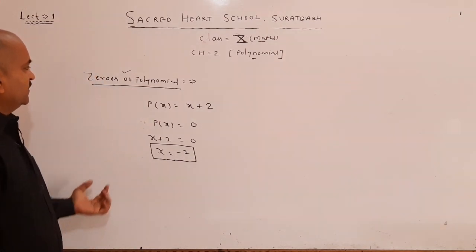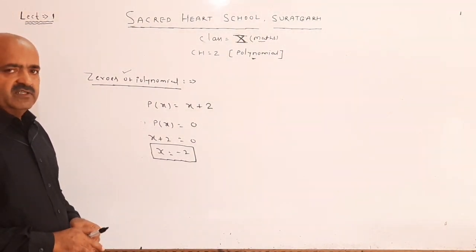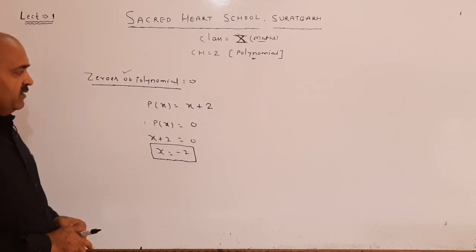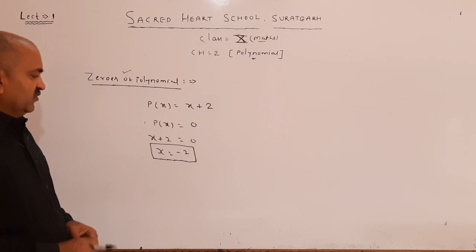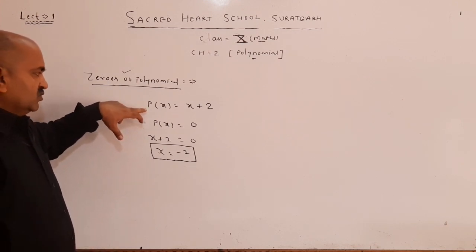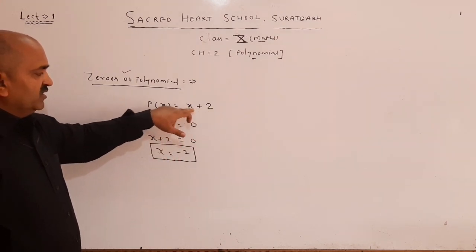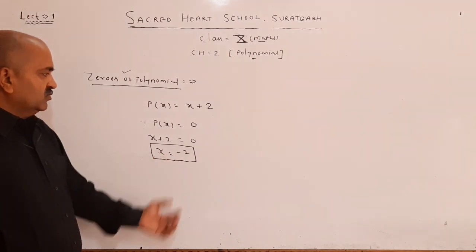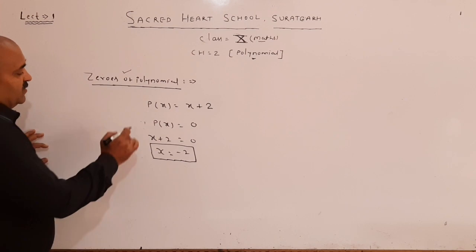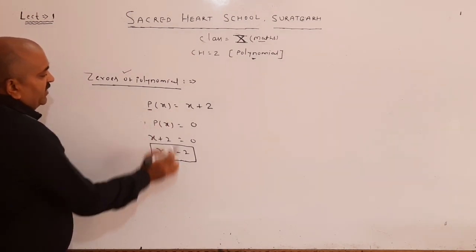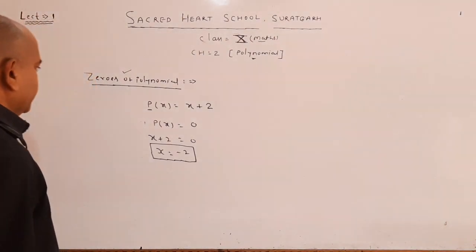I repeat this. What is the meaning of zeros of the polynomial? If a value satisfies the polynomial and the value of the polynomial becomes 0, then that value is a zero of the polynomial. So students, if we put x equal to minus 2 here, we obtain the value 0. So x equals minus 2 is the zero of the polynomial. Now students, this is an example of a linear polynomial. After that, now the second example.